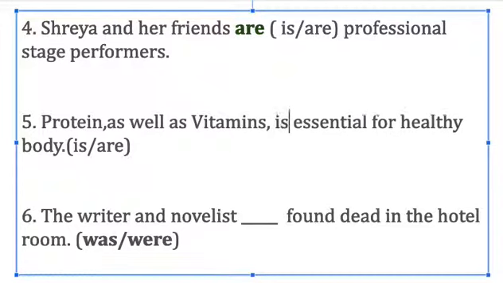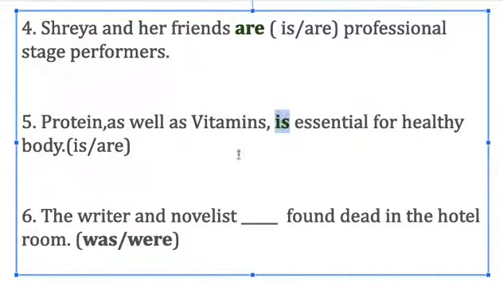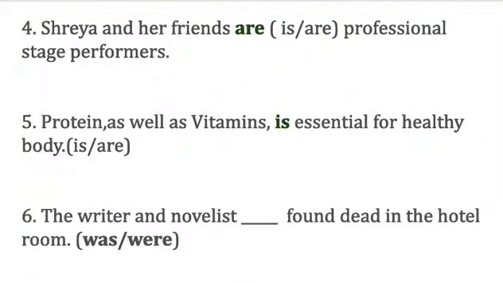healthy body. Okay, so don't say "are", because the "as well as" part is not part of the subject, it is just given there. So we only consider protein to be the part of the subject, and based on that, protein is essential for the healthy body. How about this one?